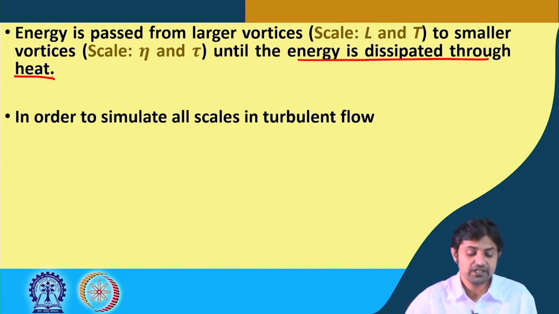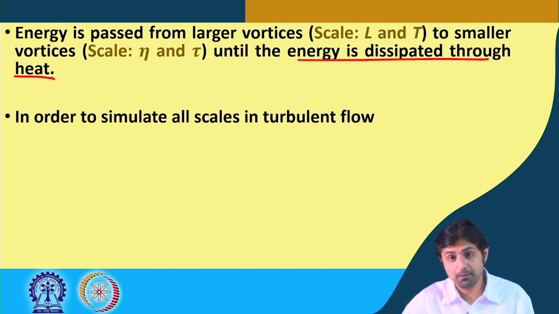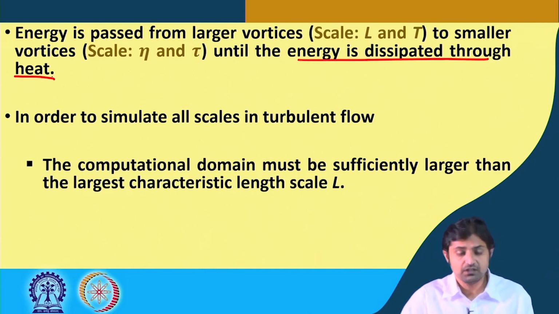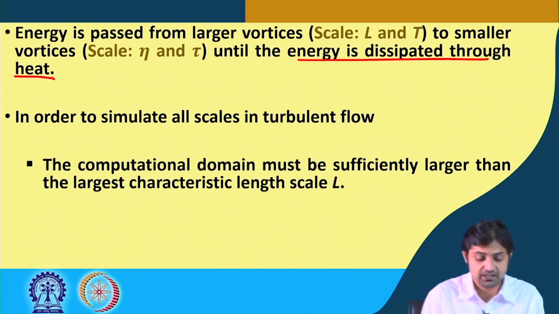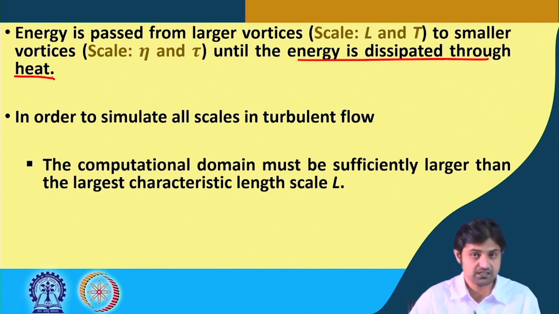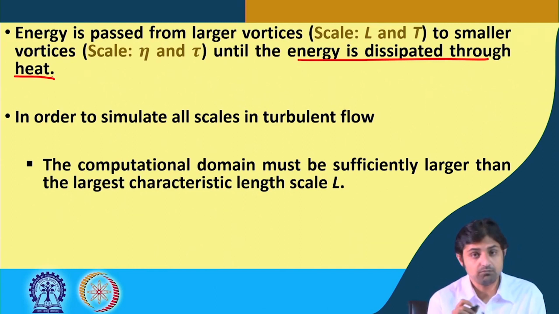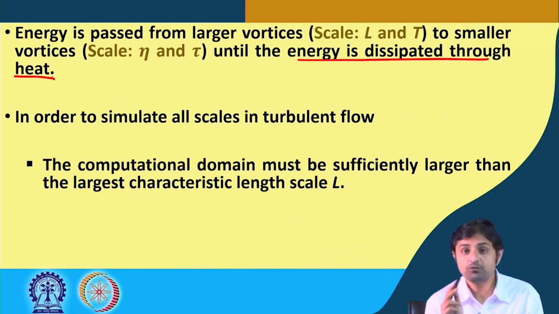So, in order to simulate all these scales in turbulent flow, now you see we have a length scale from capital L to eta. Eta is the Kolmogorov length scale, which is of the order of several orders of magnitude less than millimeters. The computational domain must be sufficiently larger than the characteristic length scale L, correct? There will be vortices which will be of the length L as well. Okay, so the computational domain must be sufficiently larger than the characteristic length L.